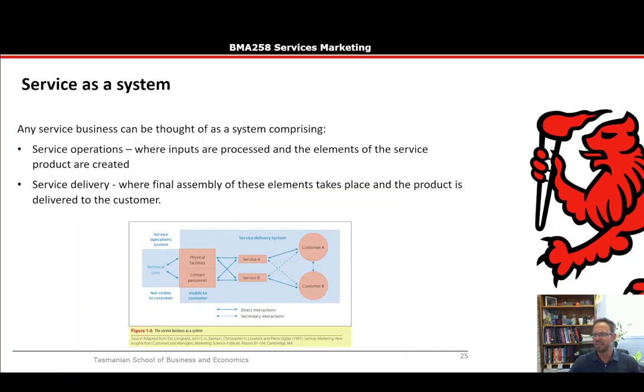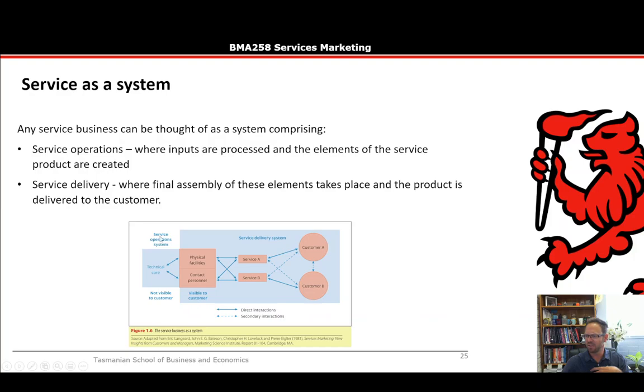Now, service as a system. We've done a lot of research. When I say we, I mean academics in general, into understanding the systems that services are. Any service business can be thought of as a system comprising service operations and service delivery. The operations are where inputs are processed and the elements of the service product are actually created, whereas the service delivery is where the final assembly of these elements takes place and the product is delivered to the customer.